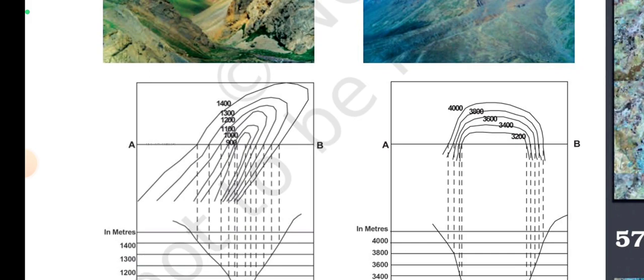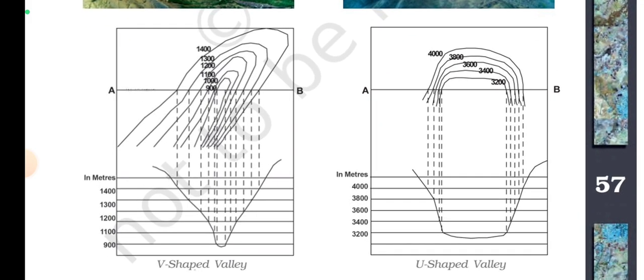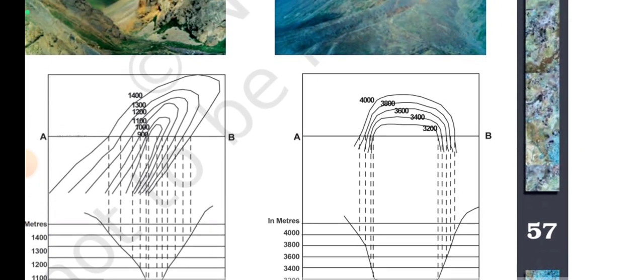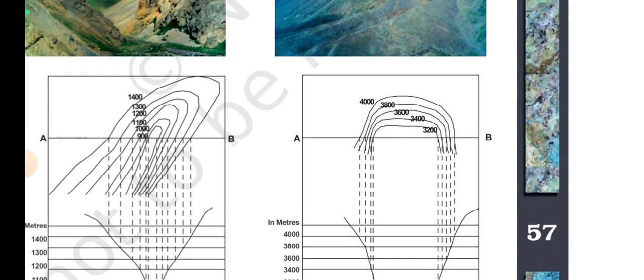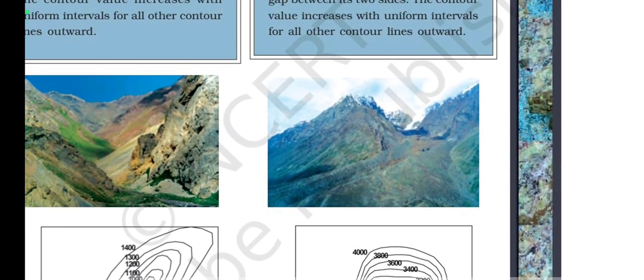You can note the innermost contour, here it is the lowest height. The value is lowest, and it is very narrow. Okay, so we are calling it a V-shaped valley. And similarly U-shaped valley: the height is also low, but the shape is different. You can see there is a wide gap, so we are calling it a U-shaped valley.